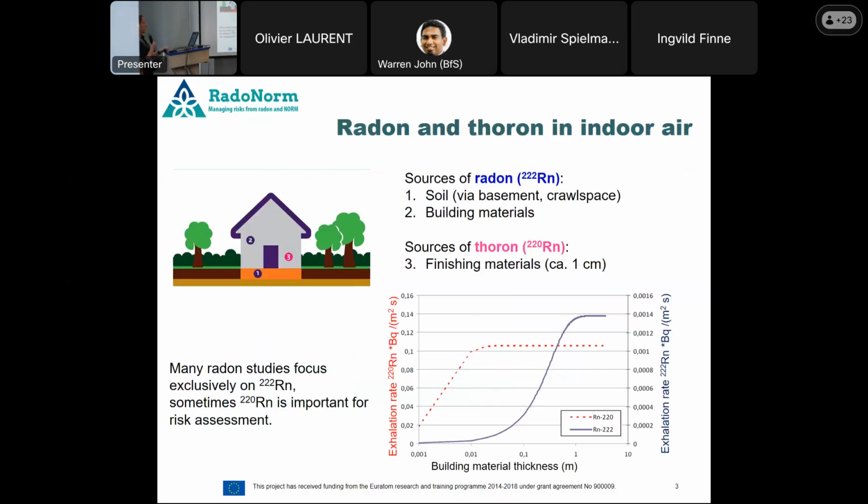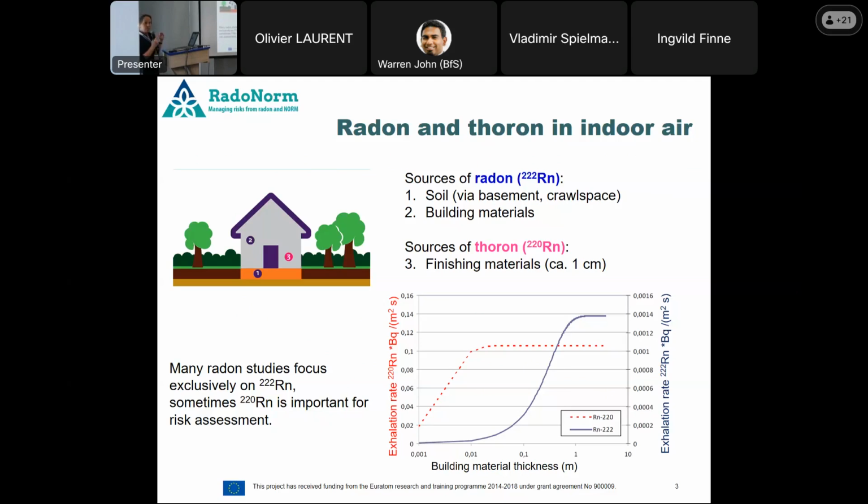It also means that the sources of radon and thoron in indoor air are very different. Particularly in high radon areas, and I'm not from one of those, the primary source of radon will be the soil, and radon will enter the indoor living space through, for example, basements or crawl spaces, with a contribution from building materials as well. But for thoron, due to the short half-life, it will never manage to escape from the soil, then diffuse through a basement or crawl space, and then enter the living space. It will have decayed long before that. So the only sources of thoron will be finishing materials, and only about 1 centimeter of the outer layers of indoor walls or ceilings or floors.